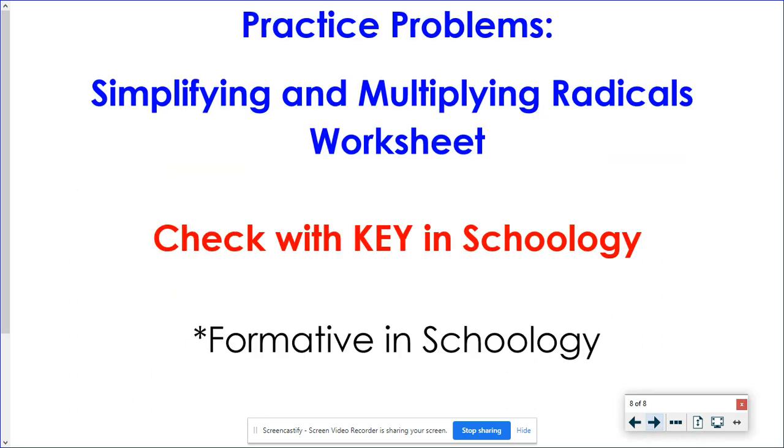So today's worksheet, simplifying and multiplying radicals, nothing new today. It's all just review of all the stuff that we've been doing so far with radicals. There's an answer key in Schoology for you to use to check, and make sure you take the formative. Let me know if you need any help.